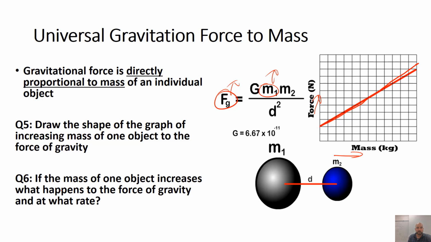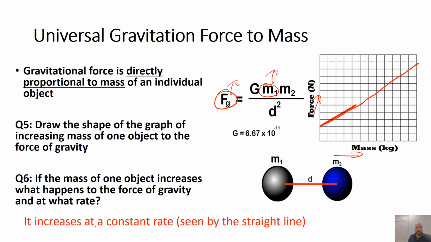The mass of one object increases. What happens to the force of gravity, and at what rate? It's going to increase at a constant rate, and it's seen by the straight line, the straight line that's sloped. So it's increasing because it's sloped up, but it's constant because it's a straight line.